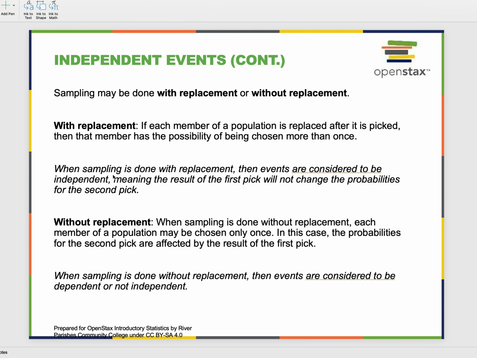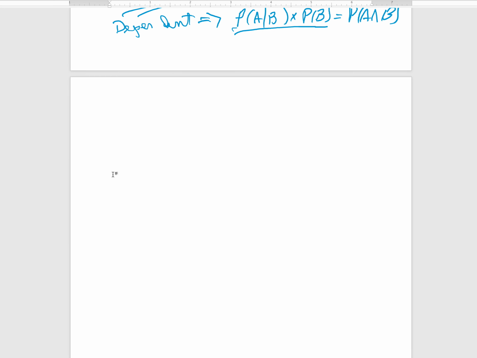Now, there's sampling with and without replacement. With replacement means every member of the population is replaced after it is picked. When sampling is done with replacement, the events are considered to be independent. What do we mean by that? The best way to illustrate this is using playing cards. So let's talk about cards.